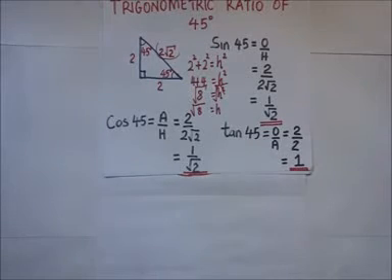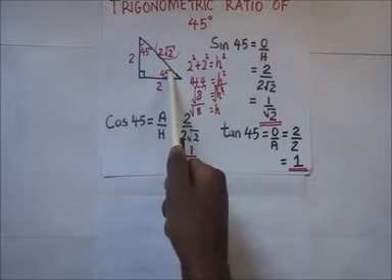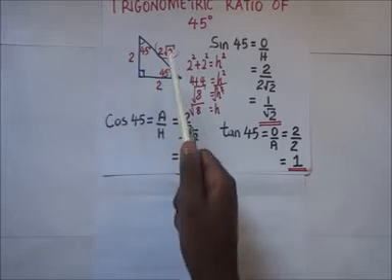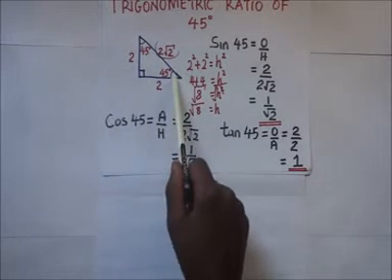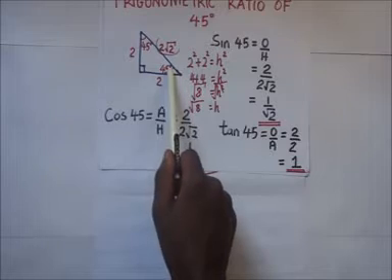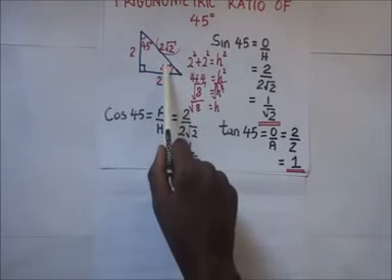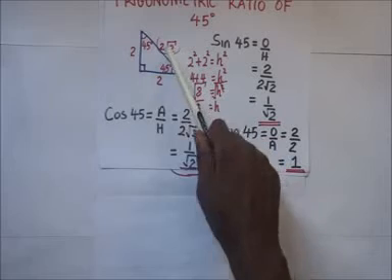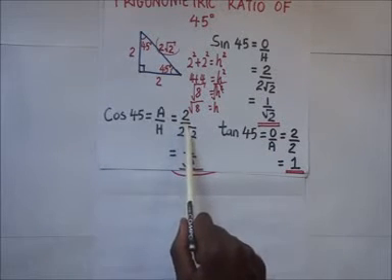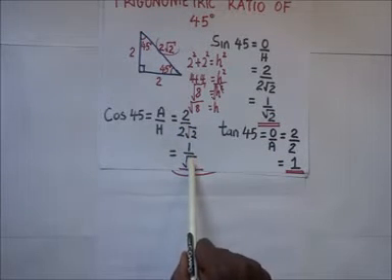So after getting our hypotenuse like that, the rest is just using SOHCAHTOA. This is 45 degrees, that's 45 degrees. So cosine of 45 is going to be, cosine is adjacent over hypotenuse. The adjacent one here is 2 over hypotenuse, which is 2 root 2. So it is going to be 2 over 2 times the root of 2, and you end up with 1 over root of 2.